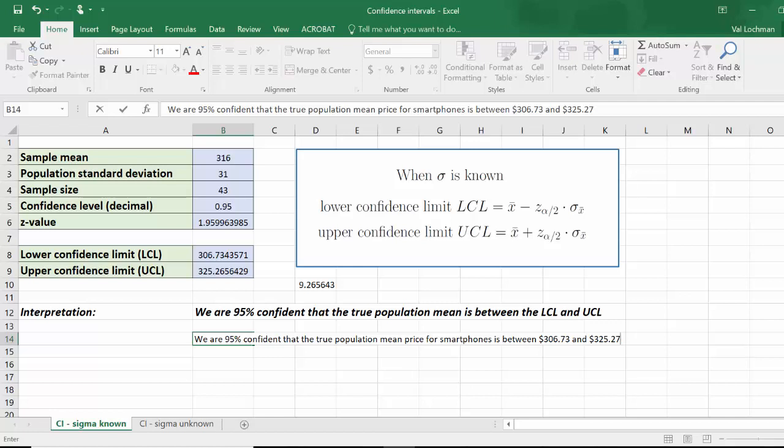Okay, so we're making an inference about the population mean price. Okay, we took a sample of 43 purchases and found the sample mean, which was 316. It's very unlikely that the true population mean price is actually 316.